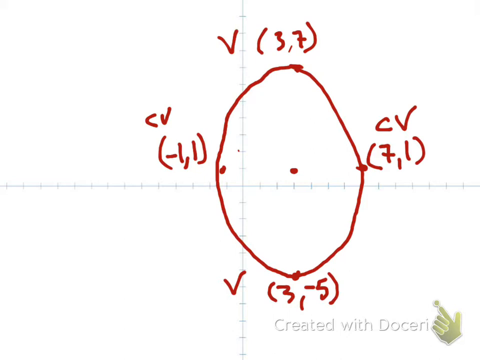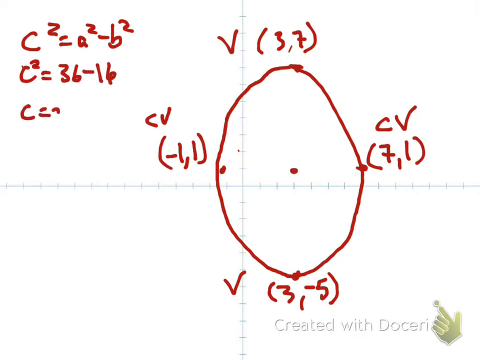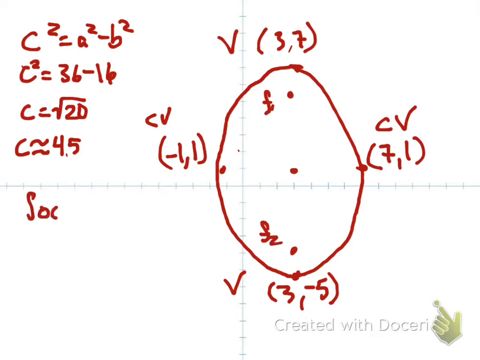And then you can find your c, your foci: 36 minus 16, which would be 20. Take the square root of 20, and you end up with something like 4.5. So that would be about where the foci would be. Adding 4.5 to the 3, 1 would give you 7.5, and subtracting would give you negative 1.5. That's it for this section.